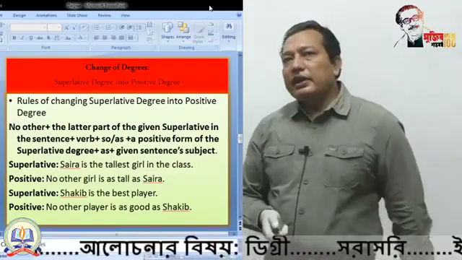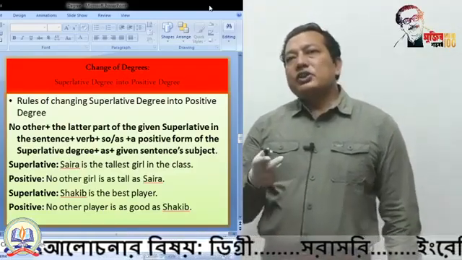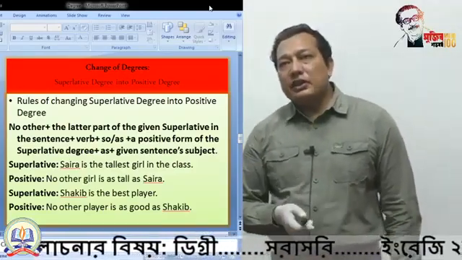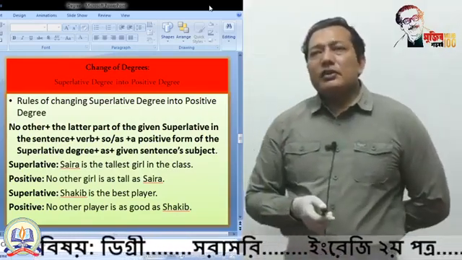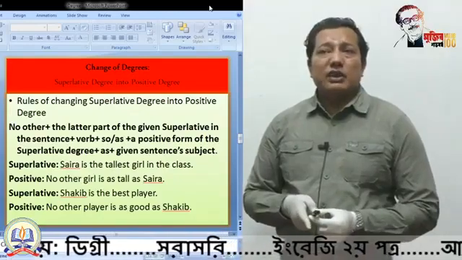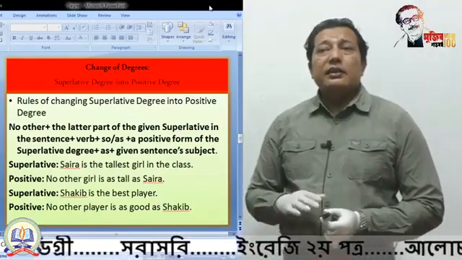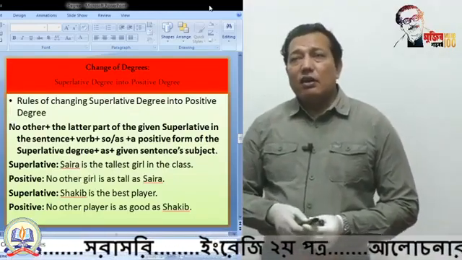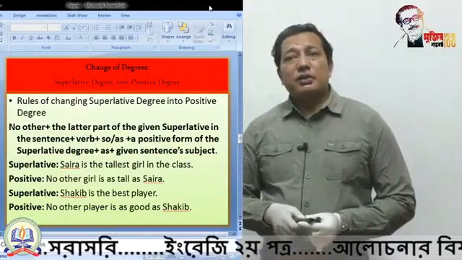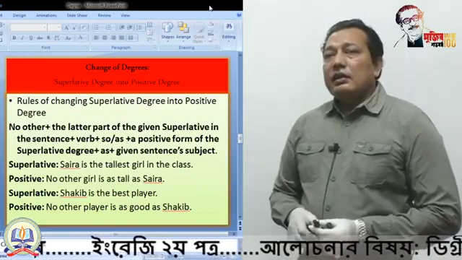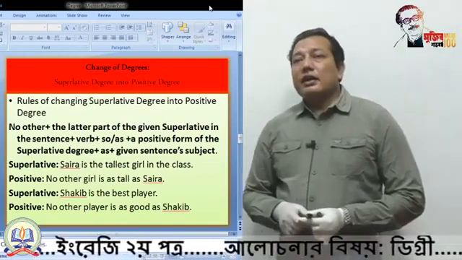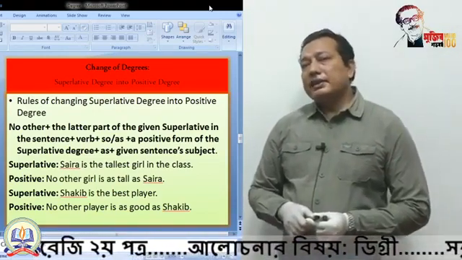And here you are getting the system of changing from superlative degree to positive degree. At first you have to use no other, then the later part of the given superlative in the sentence, then verb plus so or as, plus the positive form of the superlative degree, plus as, plus the given sentence's subject. Like, Saira is the tallest girl in the class. Here you are getting the positive form.